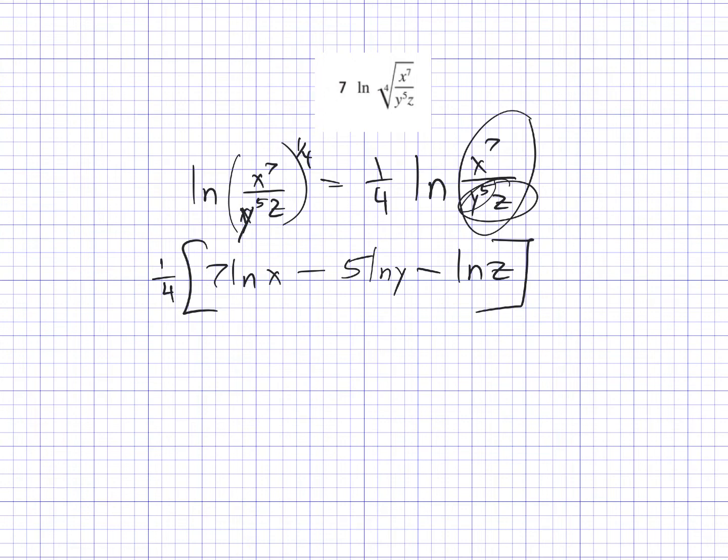So if you distributed, but we're not going to do that. Let's not distribute. But if we did, it'd be 7/4 natural log of x minus 5/4 natural log of y minus 1/4 natural log of z. Okay.